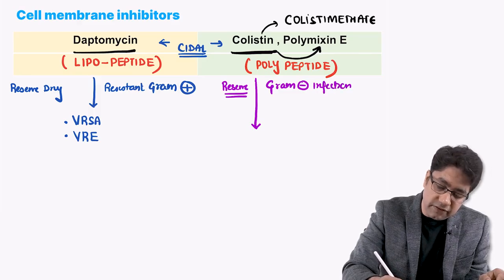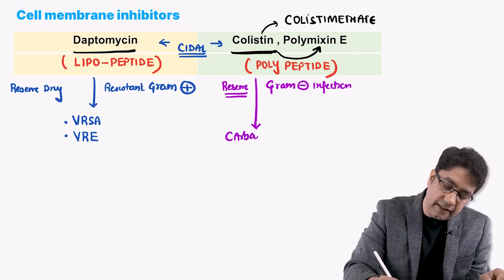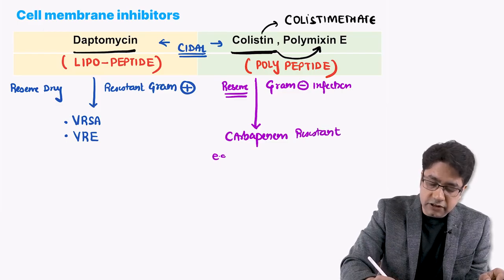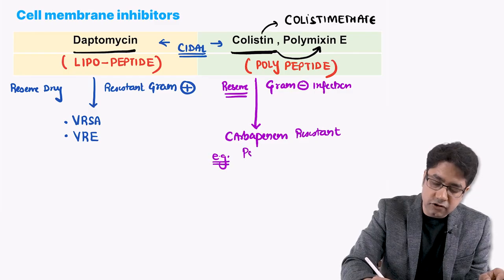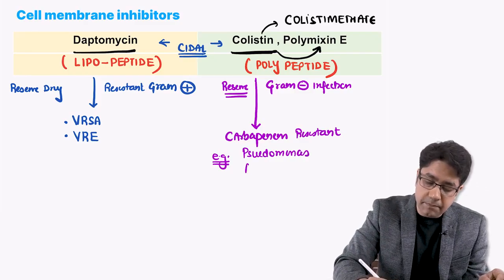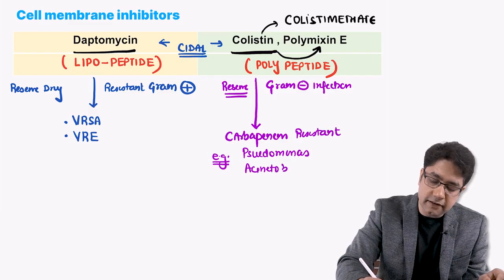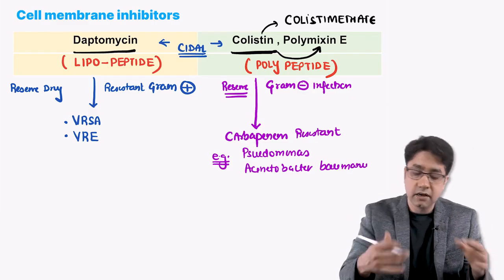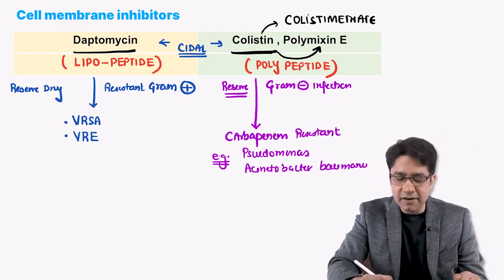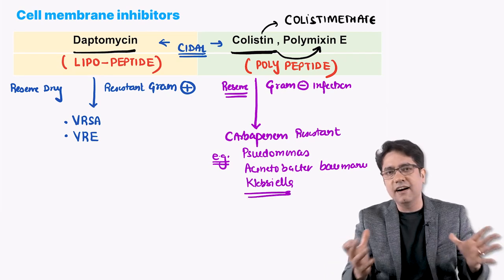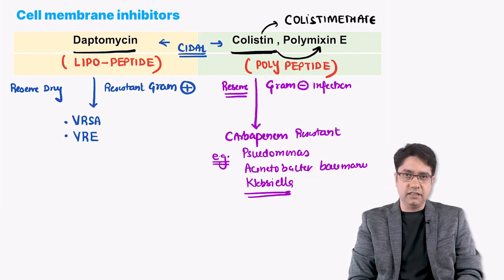Now, in which infection do we give colistin? We give colistin in carbapenem resistant cases. For example, if a question comes carbapenem resistant Pseudomonas, which drug do we give? Colistin. Carbapenem resistant Acinetobacter baumannii, which drug do we give? We give colistin. Carbapenem resistant Klebsiella, which drug do we give? Colistin. So any carbapenem resistant cases, give colistin.